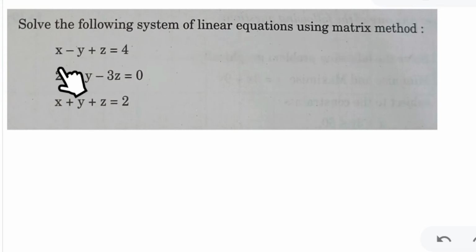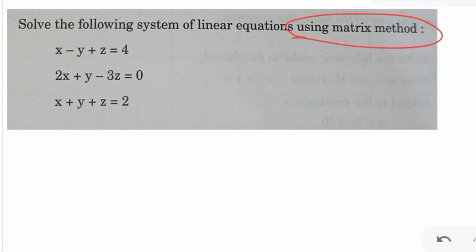The question is x minus y plus z is equal to 4, and this system of linear equations is given and we have to solve. Solve means we have to find the values of x, y, z using the matrix method. Okay, so we'll solve this.